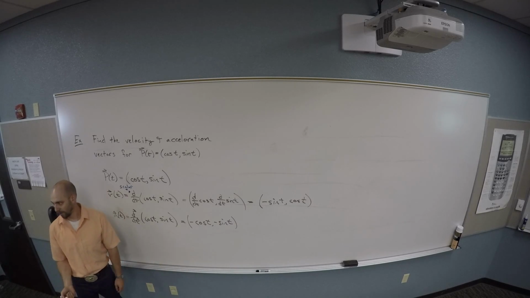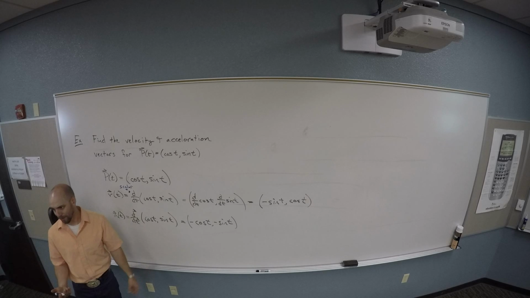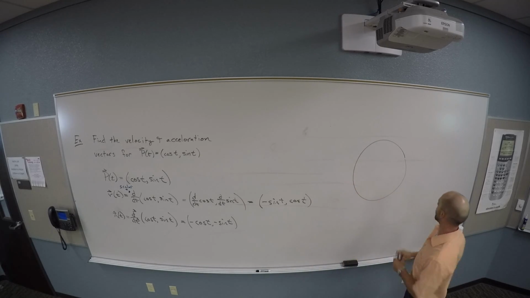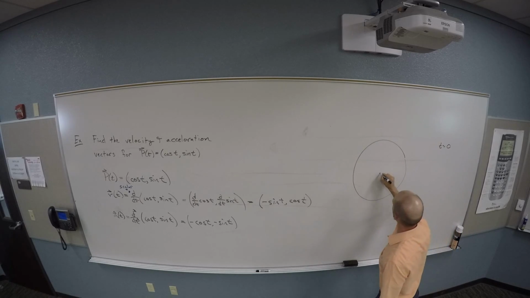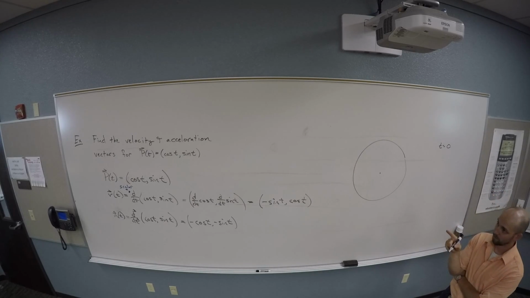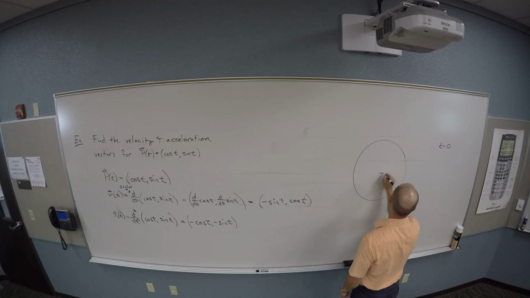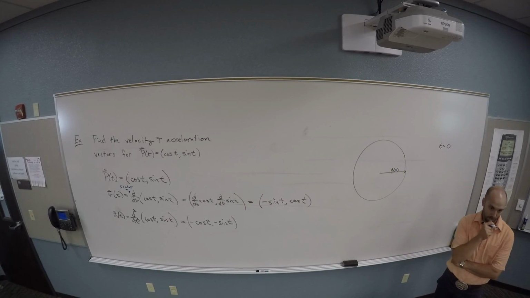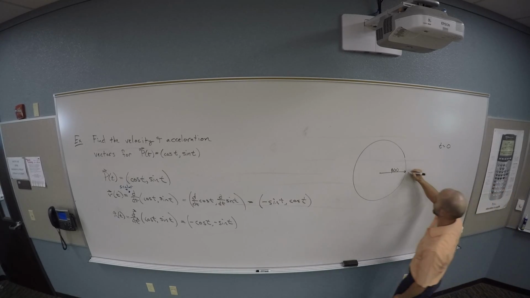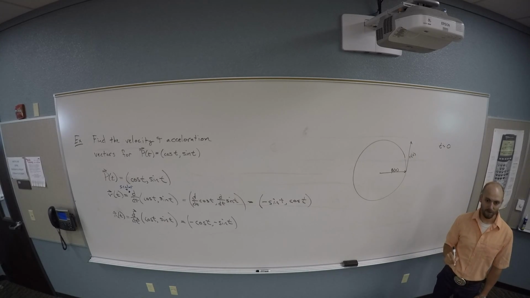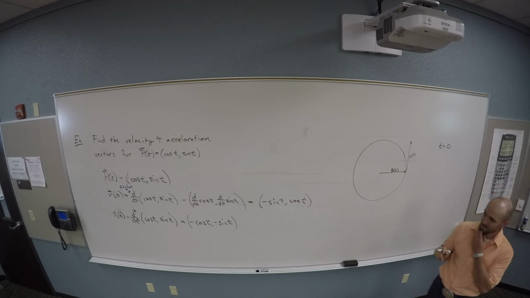You want to see a picture? Okay, let's talk about it. I've got three colors. Let's do black for t is 0. When t is 0, what's your position? It's 1, 0. So here's your position, P of 0. Velocity is 0, 1: 0 over, 1 up. And what's your acceleration? Negative 1, 0.